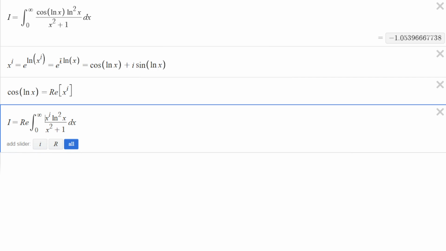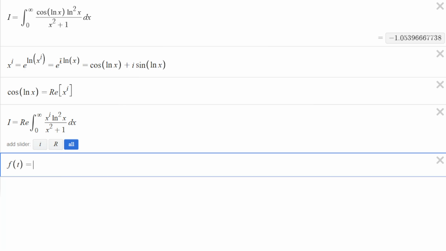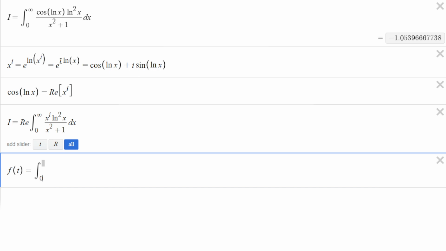All right, so now what should we do? Well, let's see. What's messing us up here is this natural log x. So let's see if we can find a different way to recover. We'll start with something simpler and try to recover that natural log x. So what we're going to do is create a function of t that's equal to the integral from 0 to infinity of x to the t over x squared plus 1 dx.